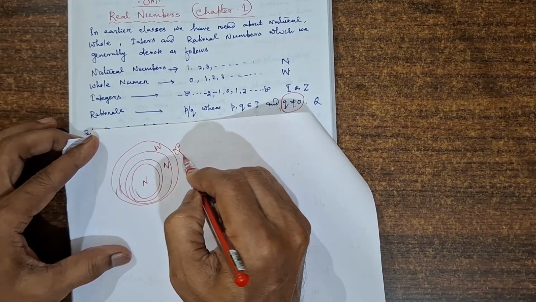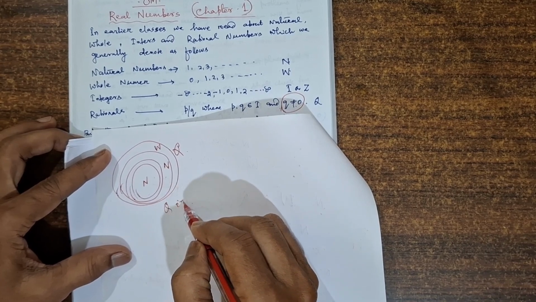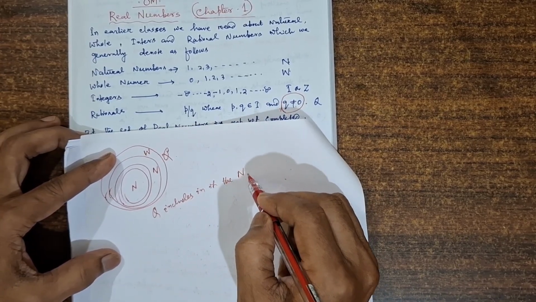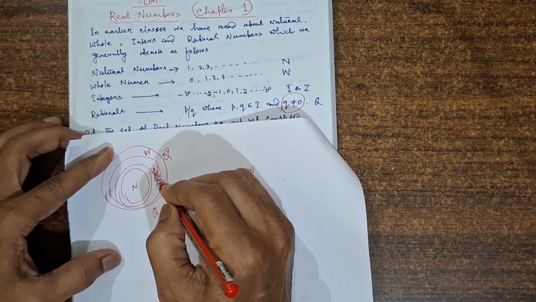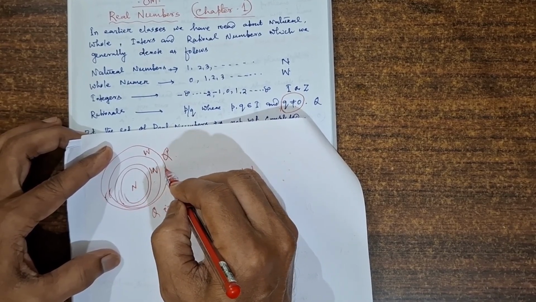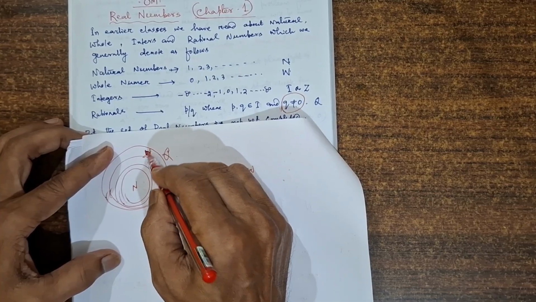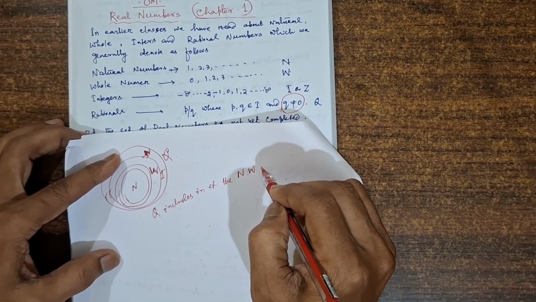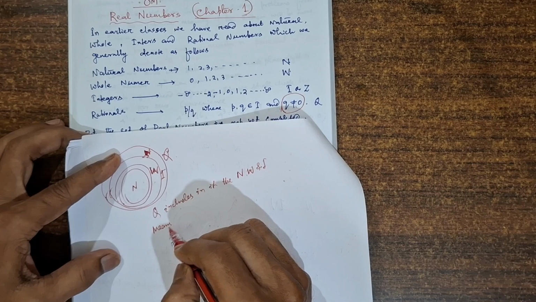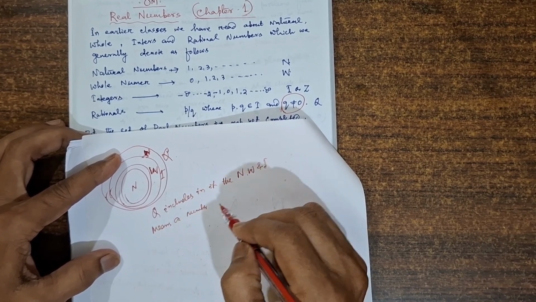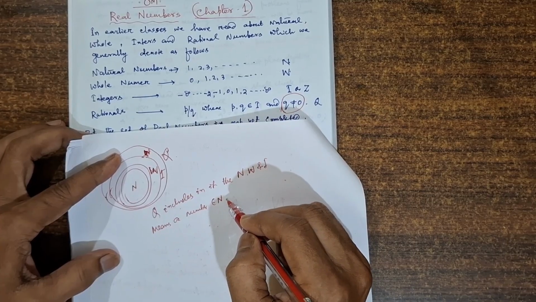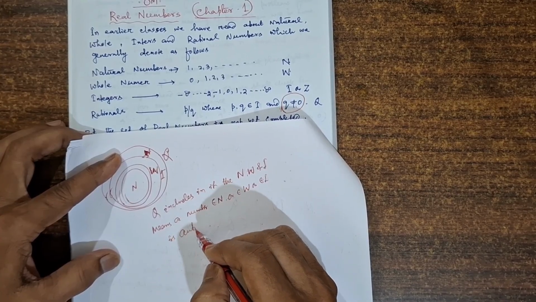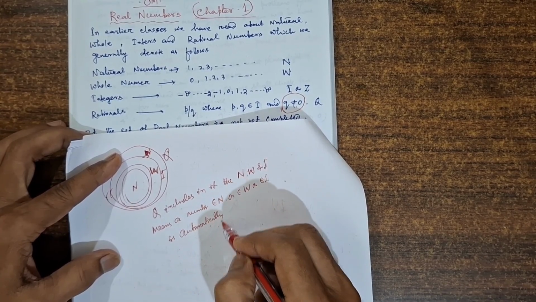So N is the natural numbers, W is the whole numbers, and Q includes in it the N, W and I. This means a number that belongs to N or W or I automatically belongs to Q.